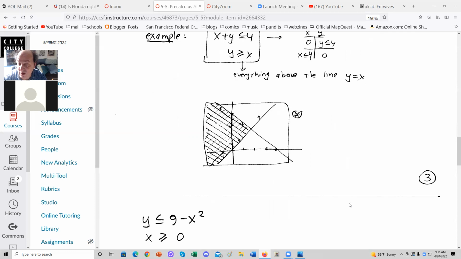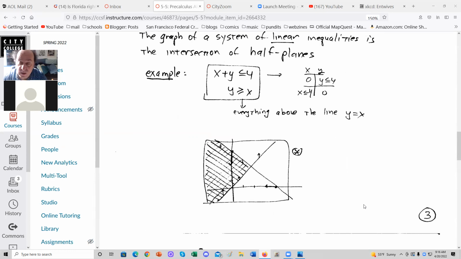Now, I have a strong request. Often I see someone told to graph this system, and what they do is they color in this and this and this, and I mark it wrong. A system is where the half planes intersect, where they overlap. So in this case, it would be a quarter of the plane.